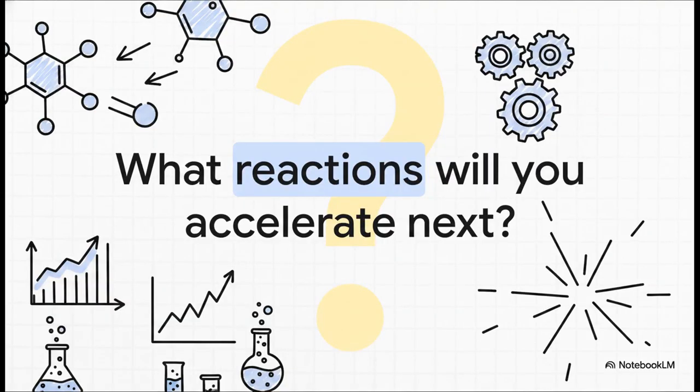So, we've unpacked the baseline rules, your physical controllers, the micromechanics of collisions, the heavy math, and the real-world impact. You essentially now know how to control the very speed of chemistry. The question I want to leave you with is this. Now that you understand the true mechanics of momentum, what reactions in your world are you going to accelerate next?